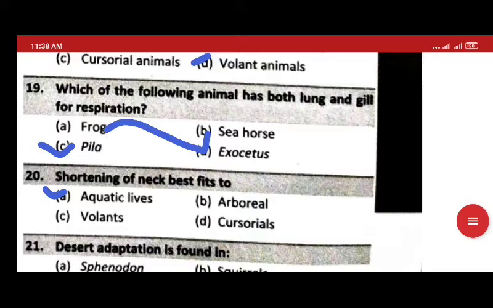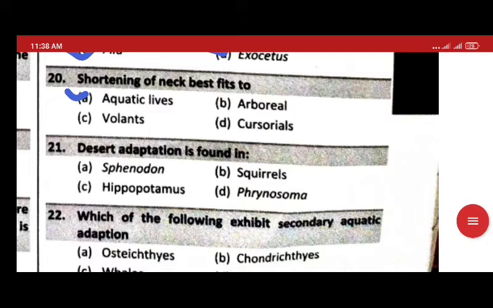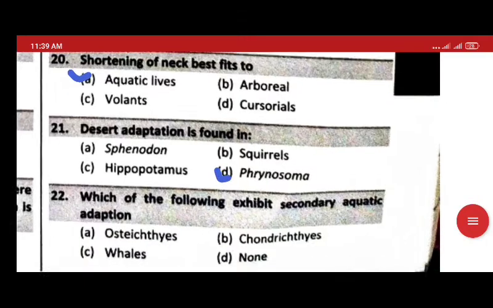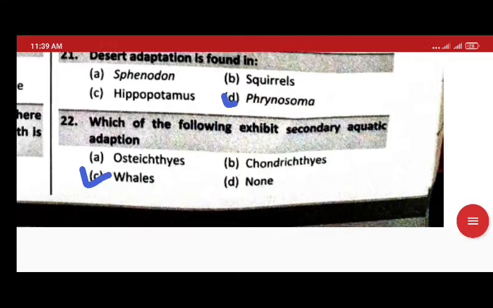Now 21. Now 21 number we have desert adaptation is found in. So desert adaptation which belongs to desert. So here you can say in option Phrynosoma. Phrynosoma belongs to desert. Now 22 number. So 22 is the last number. Which of the following is with secondary aquatic adaptation? So in secondary aquatic adaptation, their ancestor is in what? Their ancestor is in terrestrial, means mammalia type. So this is C number is right.